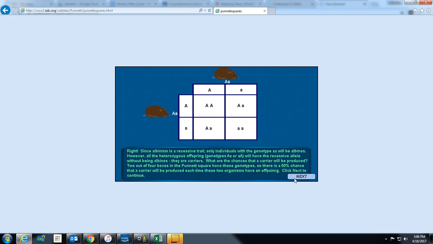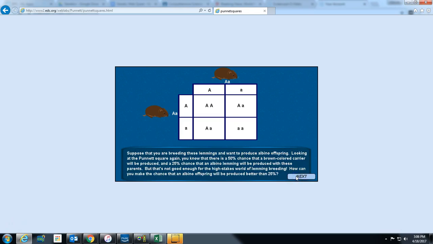Yes, so since albinism is a recessive trait, only individuals with the genotype little a, little a will be albinos. However, all of the heterozygous offspring, genotypes capital A, little a, or little a, capital A, will have the recessive allele without being albinos. They are the carriers. What are the chances that a carrier will be produced? Because we had 2 out of the 4 boxes in the Punnett square that have these genotypes, there's a 50% chance that a carrier will be produced each time these organisms have an offspring.